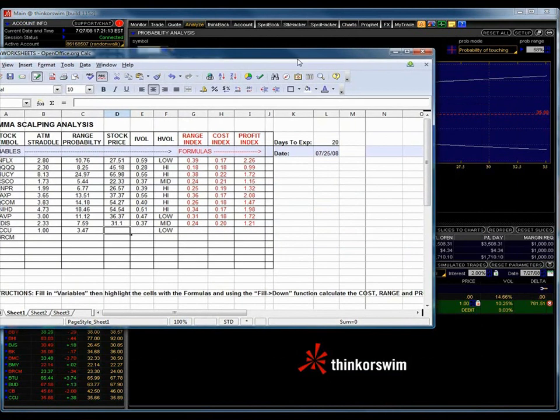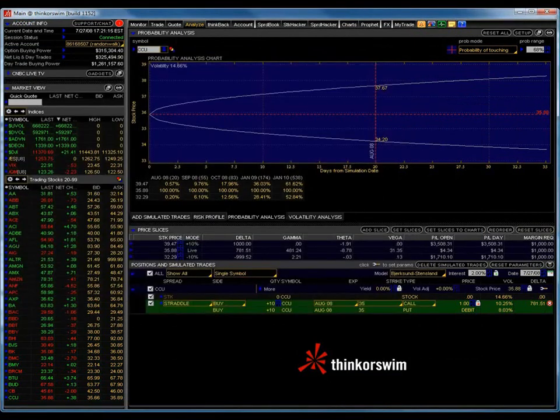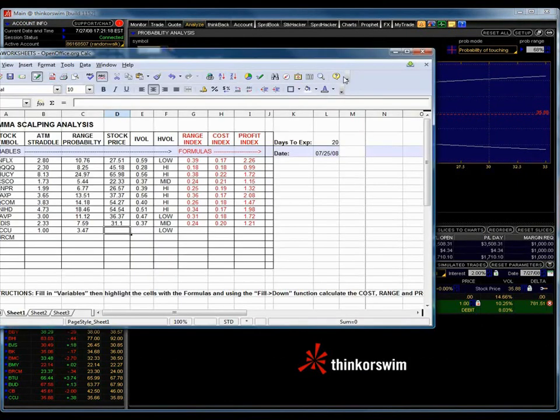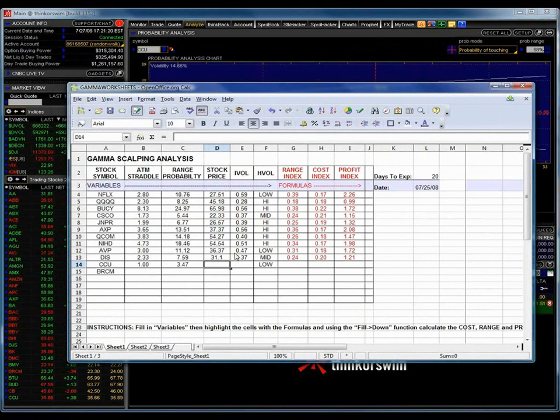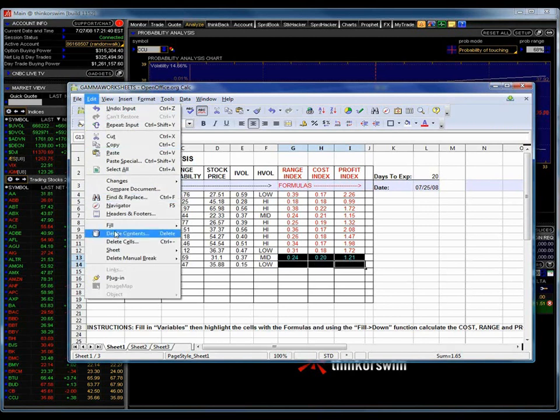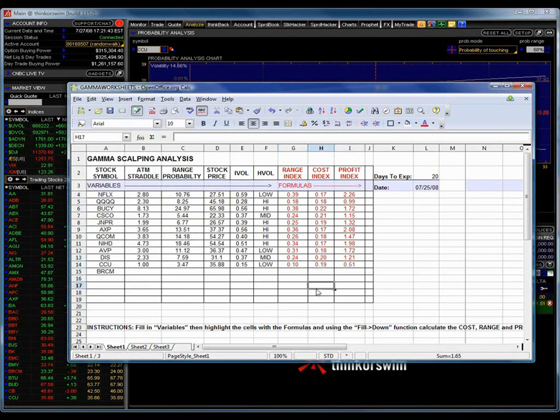The current stock price is 35.88. And the implied volatility is at 14.6%. So if we calculate that in terms of decimal places, it's 0.1466. And then all we have to do is highlight these cells, bring them down, and we can fill down to fill in our values.